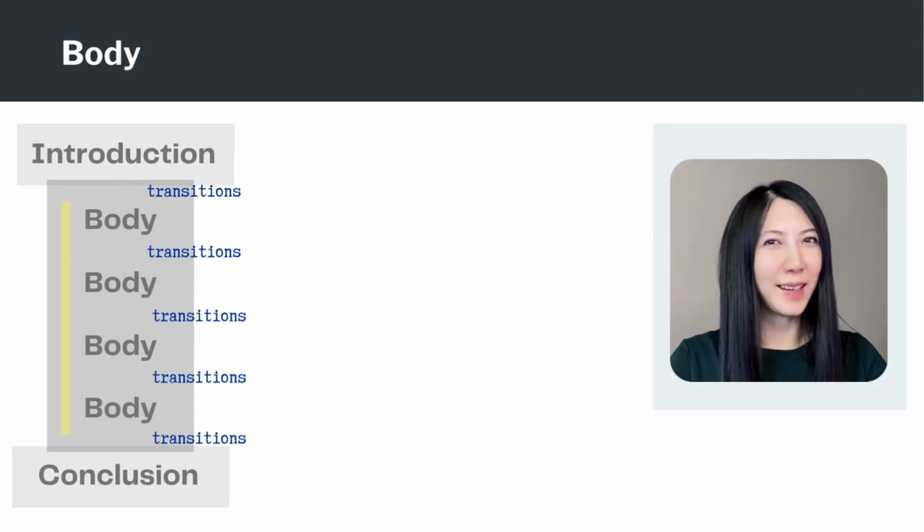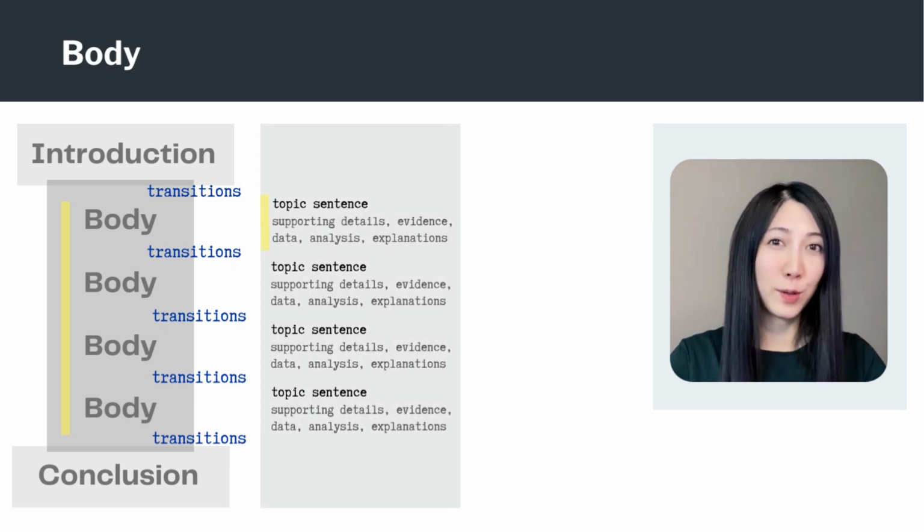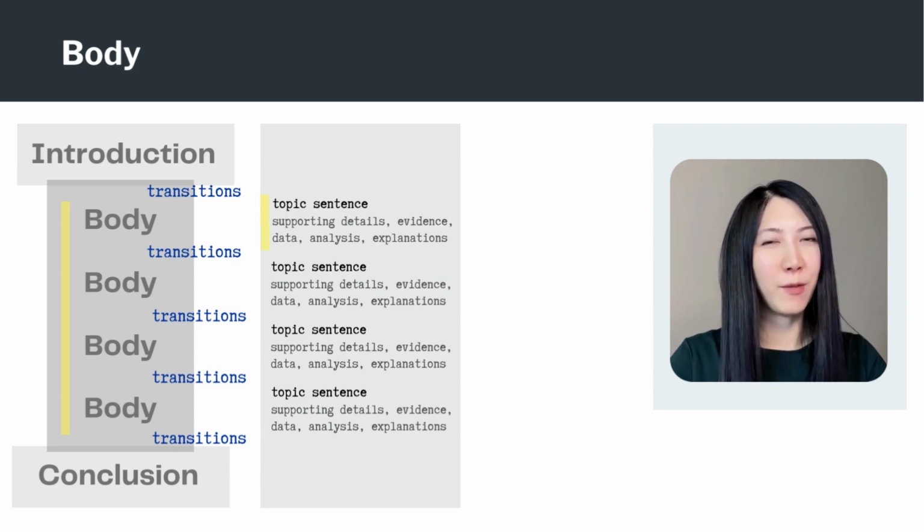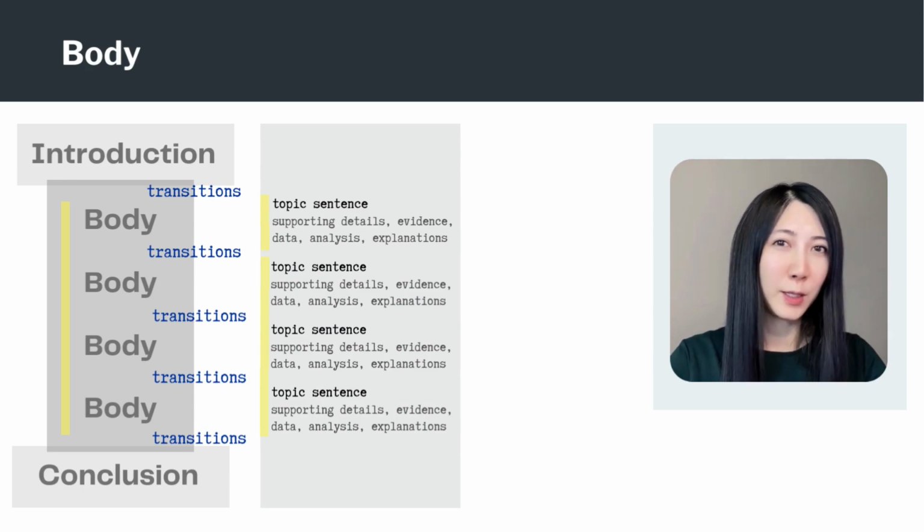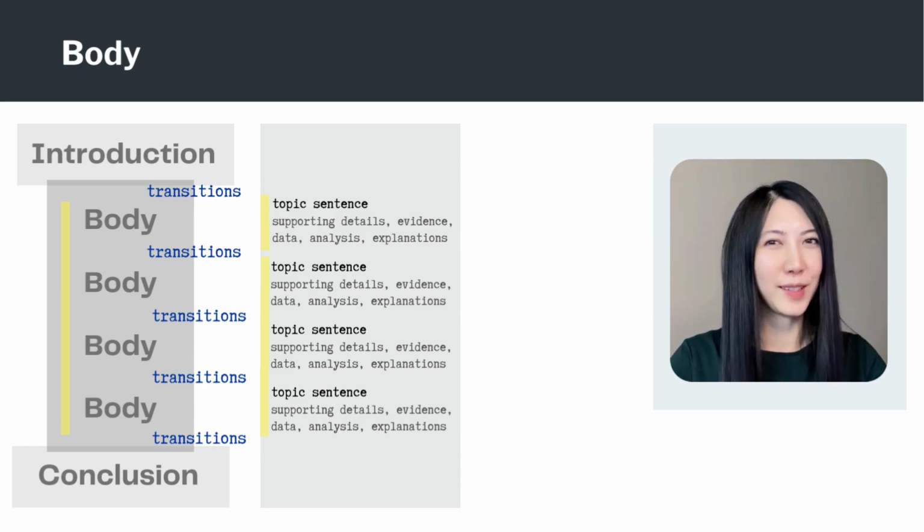Then you move to the bodies. The structure of a body includes a topic sentence, which introduces the main point, followed by supporting ideas, details, evidence, data, analysis, or explanations. This is the longest part and can be divided into many different parts. If you have one topic, you will have one part. If you have two different topics, you separate them into different parts. It's confusing when you merge all your ideas together, so it's important to know when to start a new part.